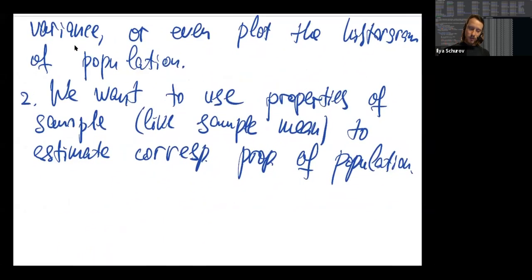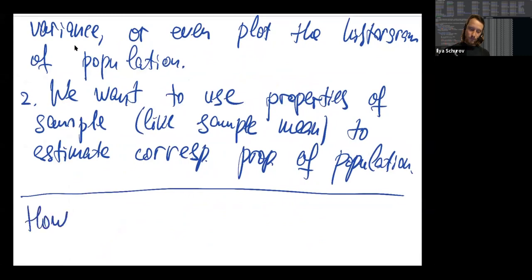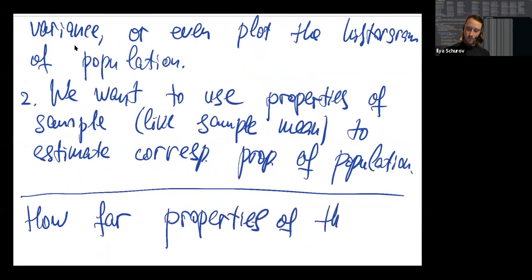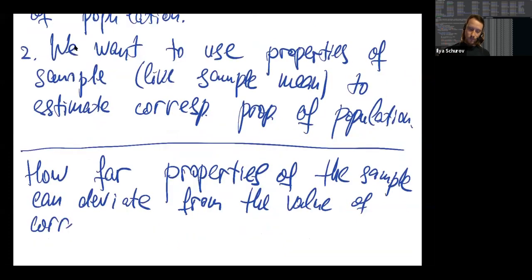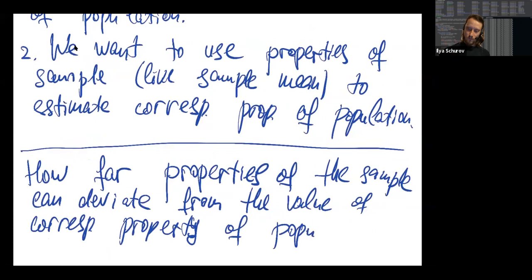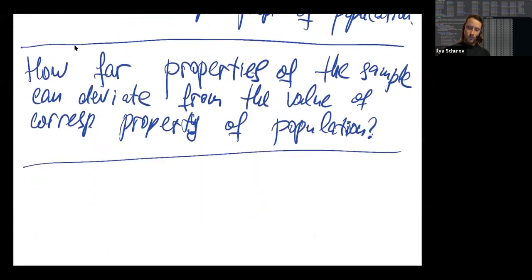And now let us discuss how far properties of the sample can deviate from the value of the corresponding property of the population. So to answer this question, let us consider some very simple example.